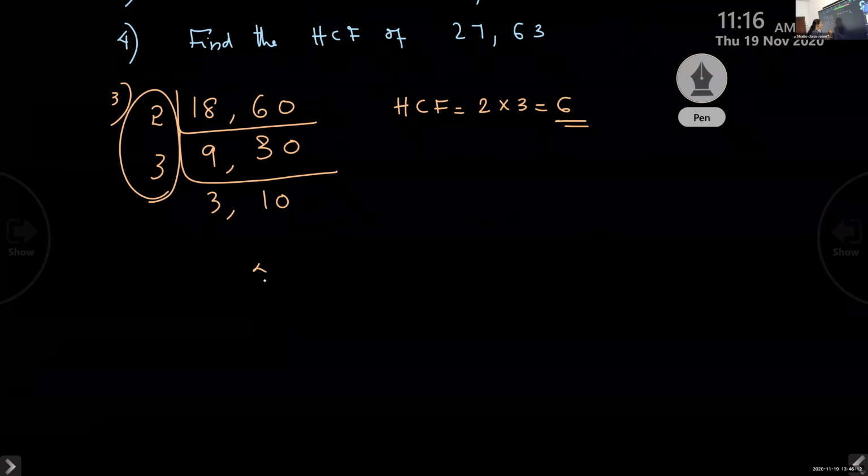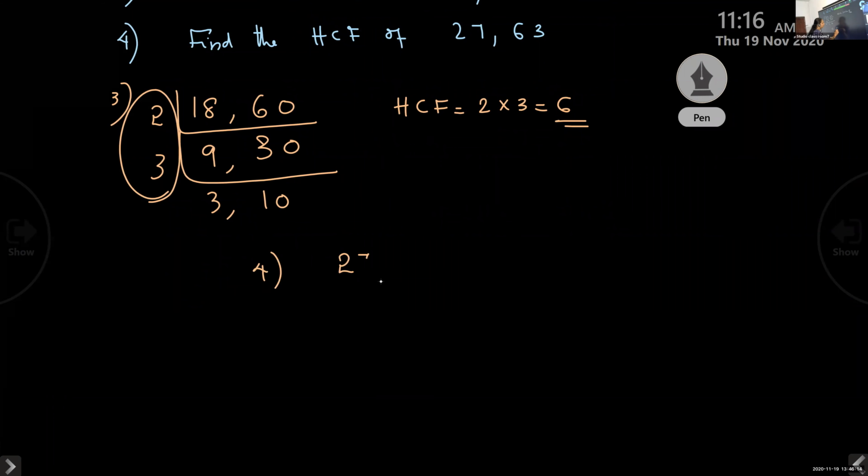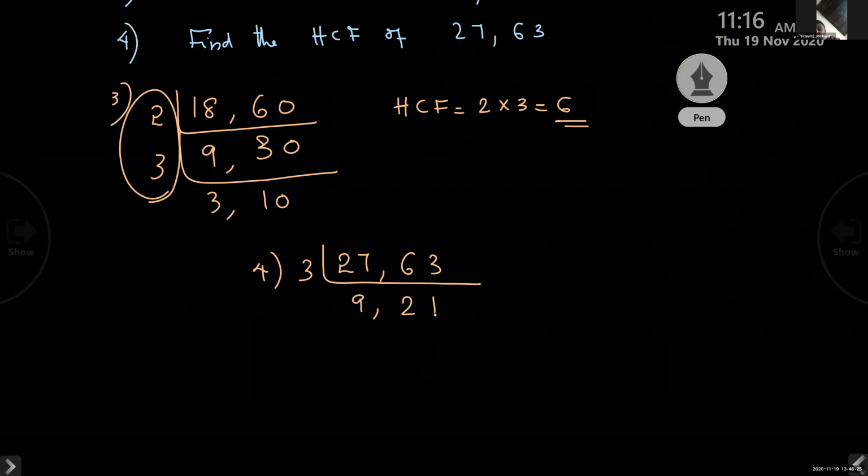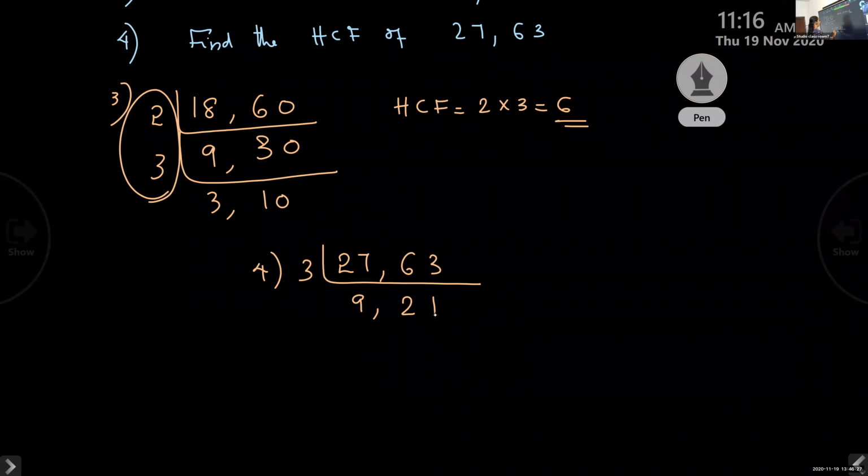27 and 63, both of these we cannot divide by 2. So with 3 only. 3 nines are 27 and 3 sevens are 21, so we get 9 and 21. Again, we cannot divide 21 by 2. Okay, with 3 only. So 3 threes are 9 and 3 sevens are 21.